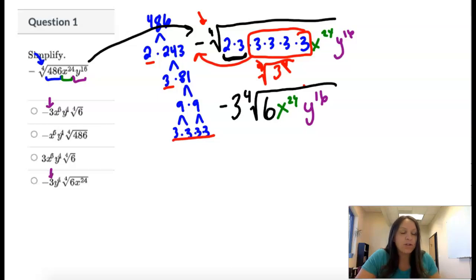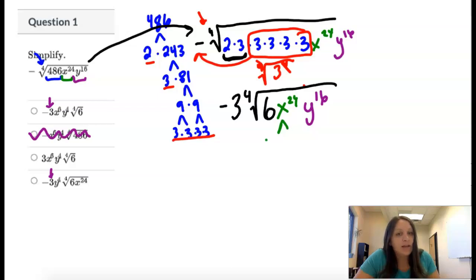So remember, when you're solving a multiple choice, use process of elimination. It's not that one. And this is a positive 3. Here I have a negative 3. So I'm going to see if anything changes, and we'll see what's left. Okay, so now we want to break down x to the 24th.